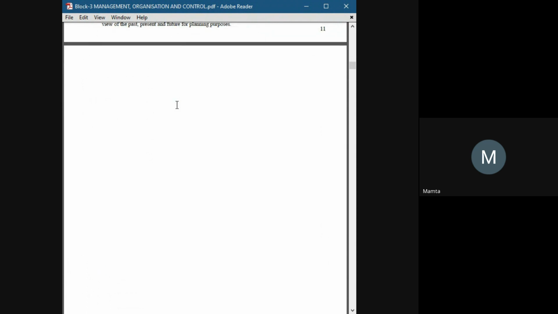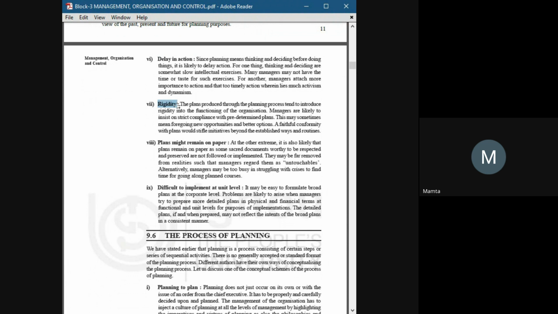Rigidity. It also provides rigidity to the firm or organization, because everyone needs to go with the plan, according to the plan. They have to follow the plan, the rules, regulations. So it will make the organization rigid.